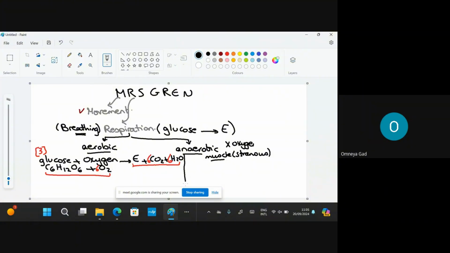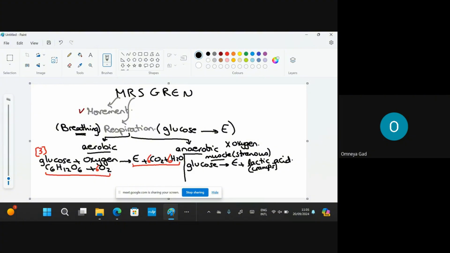What is the cell going to do? They will break down glucose in the absence of oxygen, but they will release less energy than aerobic respiration, and they will also produce a substance called lactic acid. This lactic acid is going to cause cramps in the muscles.